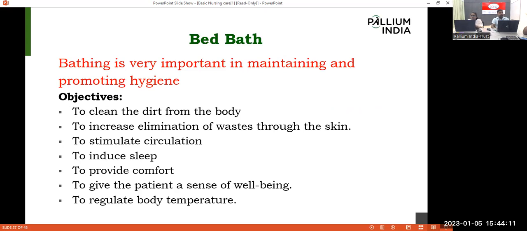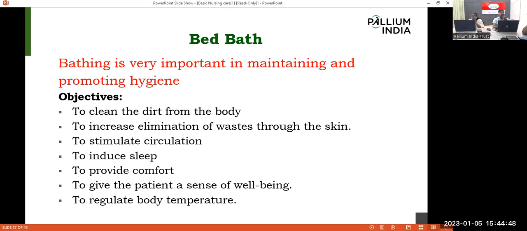Then bed bath. Normal bathing is very important for maintaining health and promoting hygiene also. So our main objective of the bed bath is to clean the dirt from the body. Next, to increase the elimination of waste through the skin. Periodical cleaning of the skin is helpful for the elimination of waste through the skin.